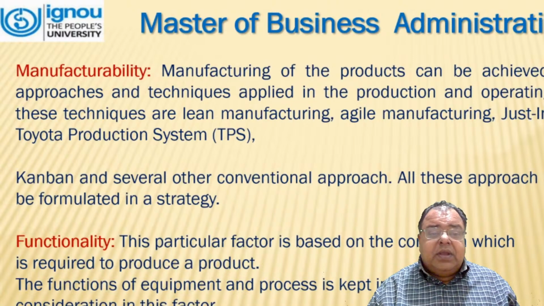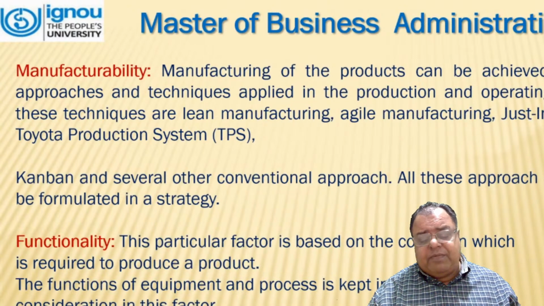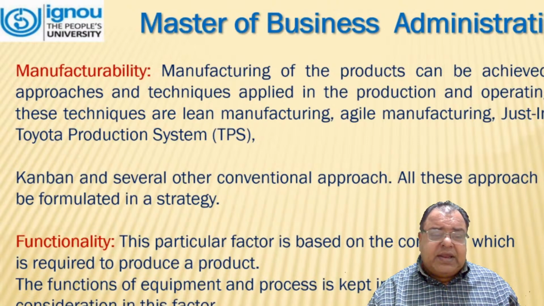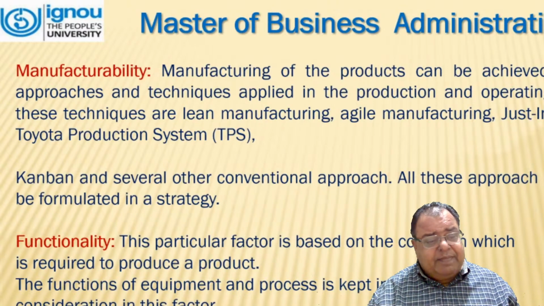Manufacturability. Manufacturing of the products can be achieved through different approaches and techniques applied in production and operating systems. Some of these techniques are lean manufacturing, agile manufacturing, just-in-time, automation, and Toyota Production System, that is TPS, Kanban, and several other conventional approaches. All these approaches and technologies can be formulated in a strategy.